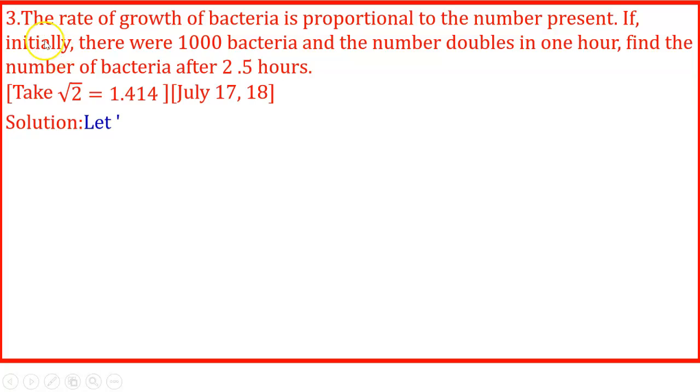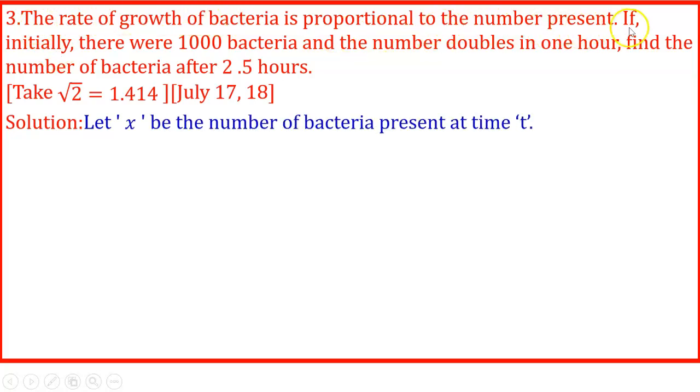Now next problem. The rate of growth of bacteria is proportional to the bacteria present. If initially there were 1000 bacteria and the number doubles in 1 hour, find the number of bacteria after 2.5 hours. Here root 2 is equal to 1.414.